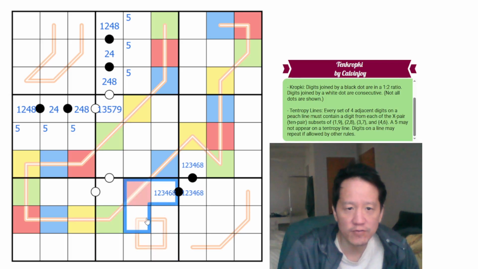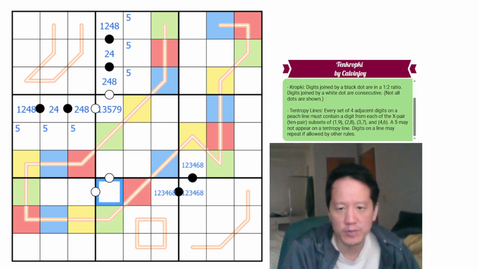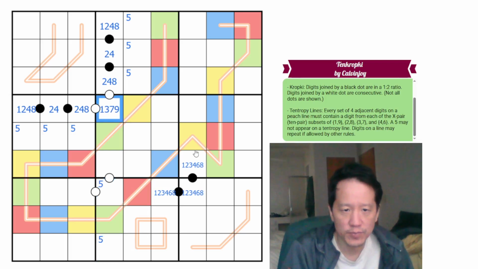Okay, where is the 5? Well, there we go. Where is the 5? Cannot be here because 5 cannot be double any other digit, and if you double 5, you get 10, which is not another digit. Can't be on the Tenkropki lines, so it must be one of these two, which means this cannot be 5.